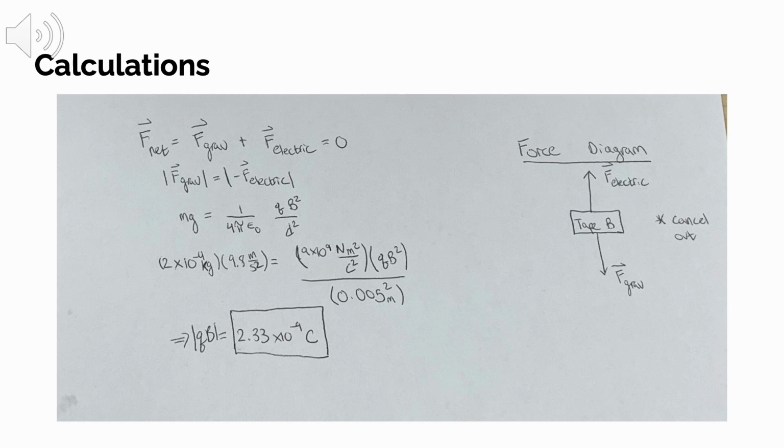Some key calculations. Keep in mind that we have ignored the air resistance for this experiment. The net force on the upper tape is equal to the sum of the gravitational force and the repulsive electrical force due to the bottom tape. These two forces are equal in magnitude but act in opposite directions, giving us net force equal to 0. Hence, we can equate mg is equal to 1 over 4 pi epsilon times the product of the charges divided by d squared. This gives us the charge of the upper tape to be 2.3 times 10 raised to minus 9 coulombs. The force diagram is given on the right for reference.